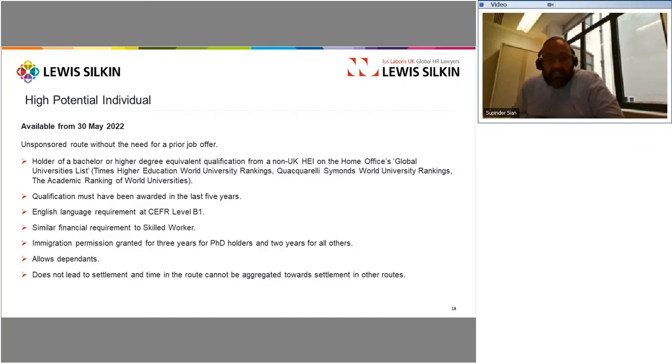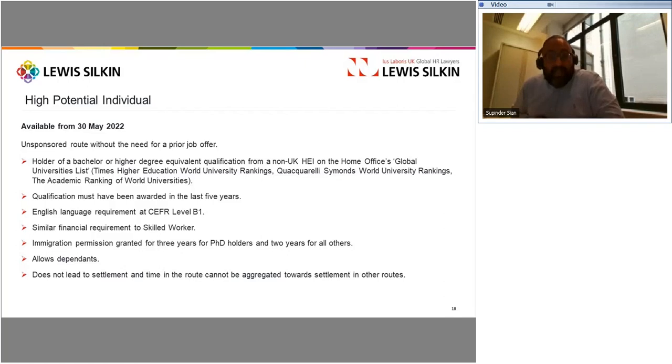So the university has to have been on the Times Higher Education World University Ranking, and I'm going to pronounce this wrong, the Quacquarelli Simmons World University Rankings, or the Academic Ranking of World Universities. It needs to be on at least two of those rankings to qualify as a high potential degree.